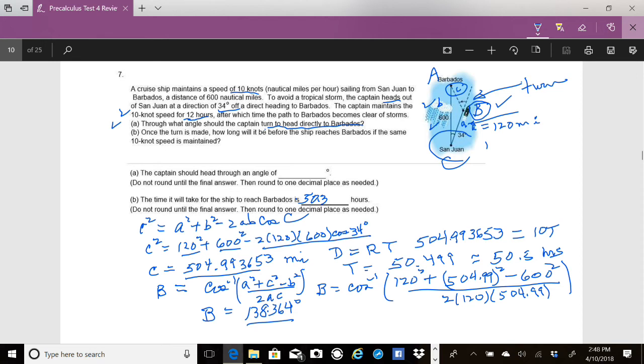Now, that means that this angle alpha here, which is the angle the captain should turn, is going to be 180 degrees minus 138.364 degrees, which turns out to be 41.635 degrees, which is 41.6 rounded off to the nearest 1/10 of a degree. So the angle is 41.6.